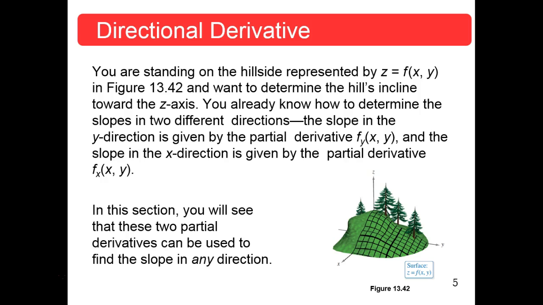in that figure. You want to determine the hill's incline toward the z-axis. You already know how to determine the slopes in two different directions. The slope in the y direction is given by the partial derivative f sub y of x, y, and the slope in the x direction is given by the partial derivative f sub x of x, y. In this section, you will see that these two partial derivatives can be used to find the slope in any direction. Okay?